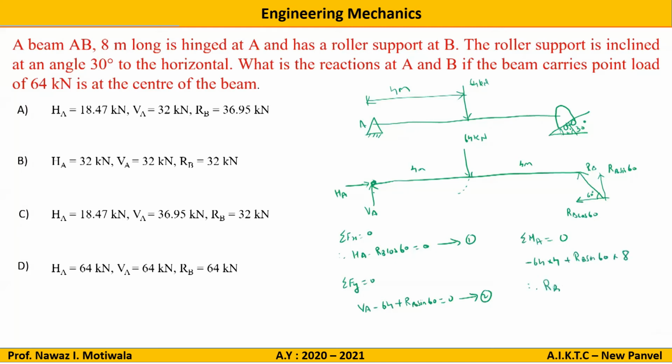If I solve this, I will get the answer for RB as 36.95 kilonewton. So this is RB. If you see the options, the only option which contains RB as 36.95 is option A. But if you want to solve it, just put the value of RB in this equation and get the answer for VA. You will get VA is equal to 32 kilonewton. And when you put RB in this equation, you will get HA is equal to 18.47 kilonewton. But it is not required to calculate this because there is only one option which has RB as 36.95.